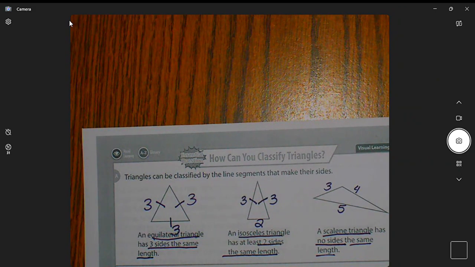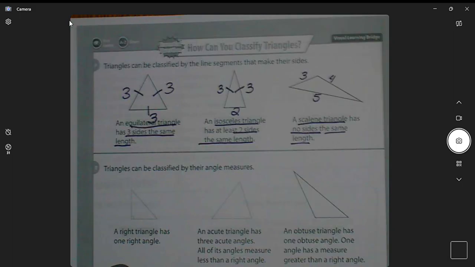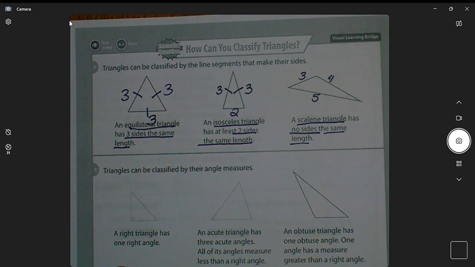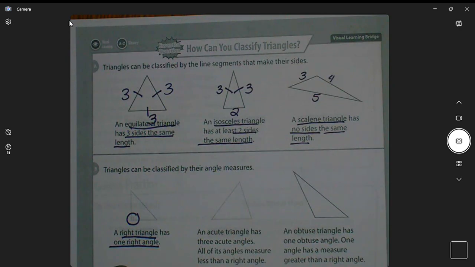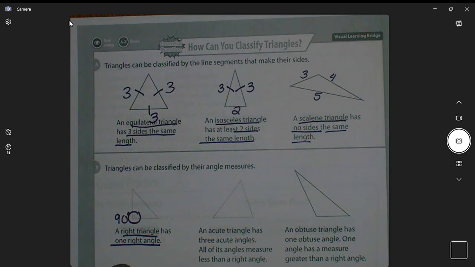Now, another way I can look at a triangle is by the angles that it has. So, a right triangle has 1 right angle. It's going to have that tattletale. That tattletale tells me that angle measurement is going to be exactly 90 degrees in that one corner, because I know from my last unit that a right angle is worth 90 degrees.